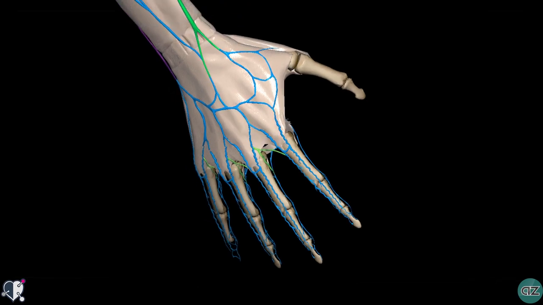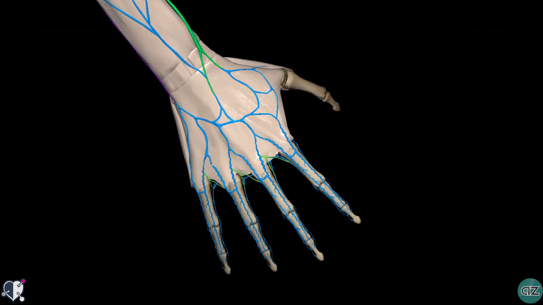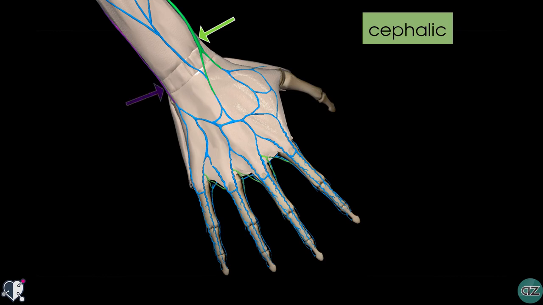The superficial venous system of the upper limb essentially consists of two main veins which arise from the dorsal venous network. In green, you can see arising laterally from the dorsal venous network is the cephalic vein. And from the medial aspect of the dorsal venous network, we've got the basilic vein, which I've highlighted in purple.